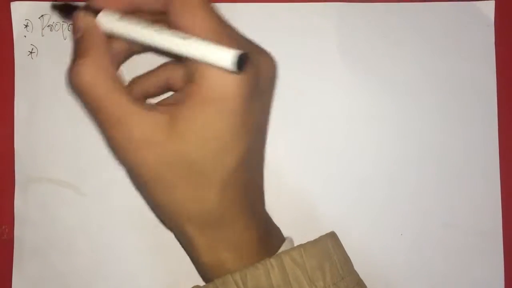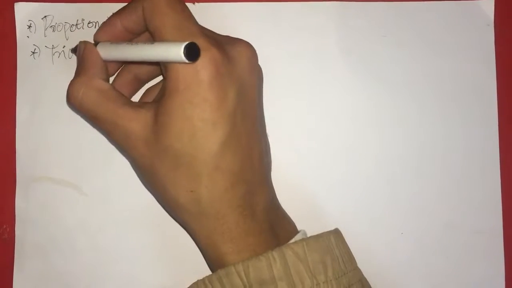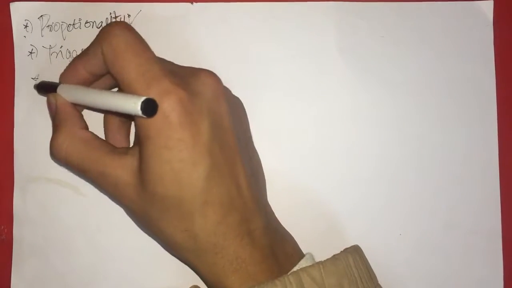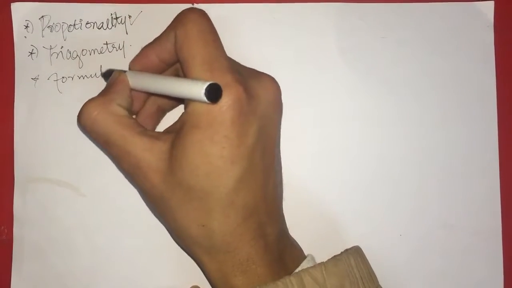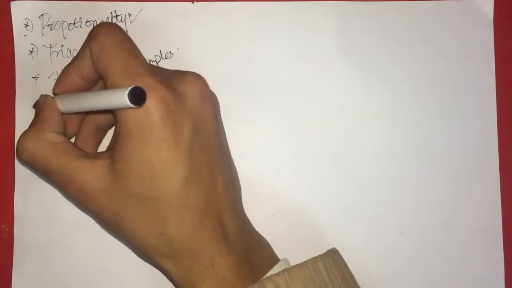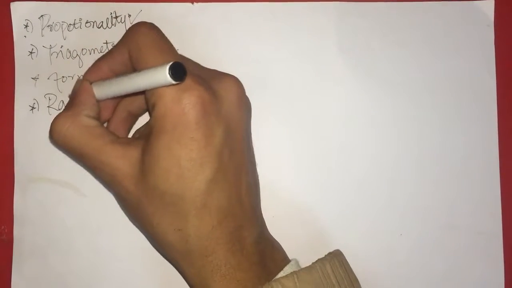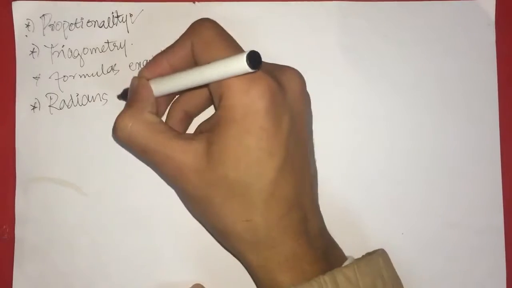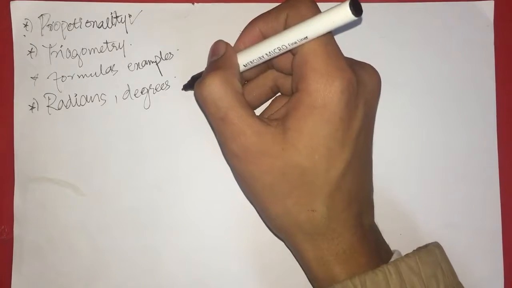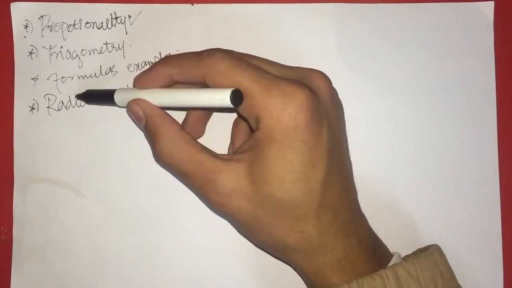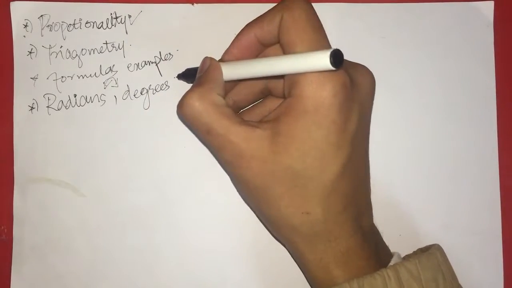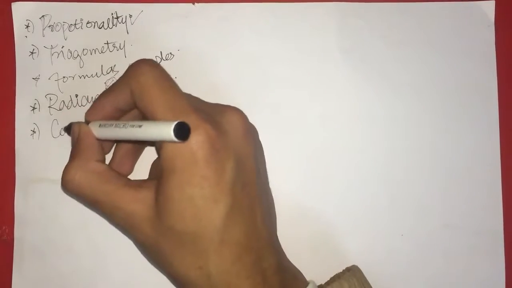Then we are going to learn some trigonometry and the related formulas, examples, and then we are going to learn about what degrees are. These are units of measurement for angles, and then I'll tell which one is better among these two. And then we are also going to learn about the conversion.